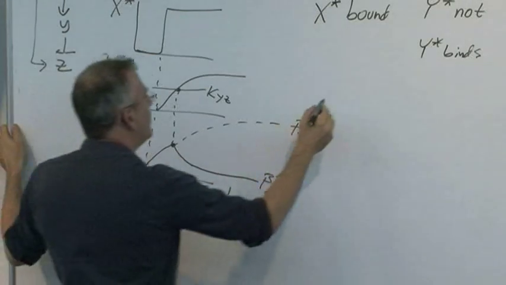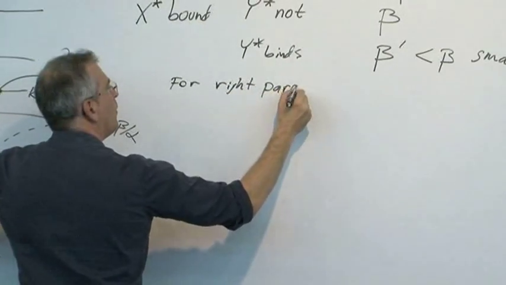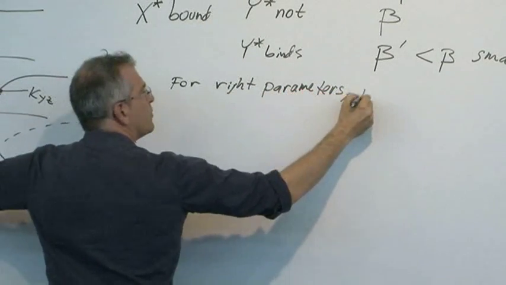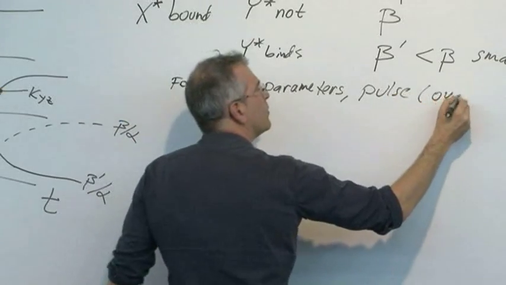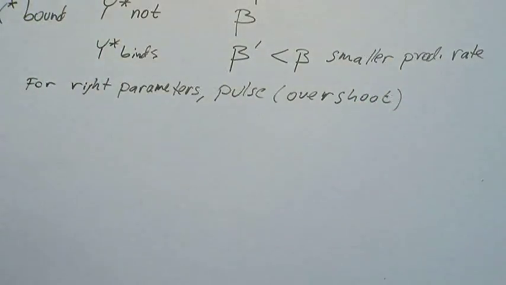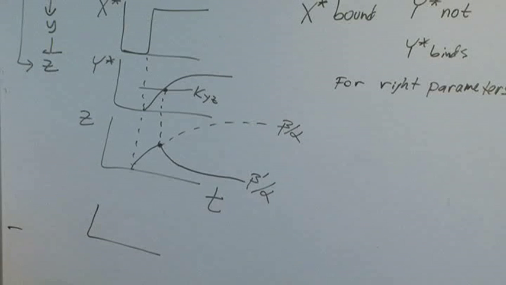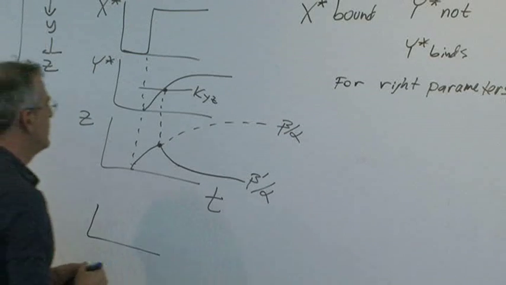So for the right parameters, this forms a pulse, an overshoot. Okay, great. And a lot of times it's really a strong pulse. But I want to also make the point that this also speeds up the response time. Why does it also speed up the response time?